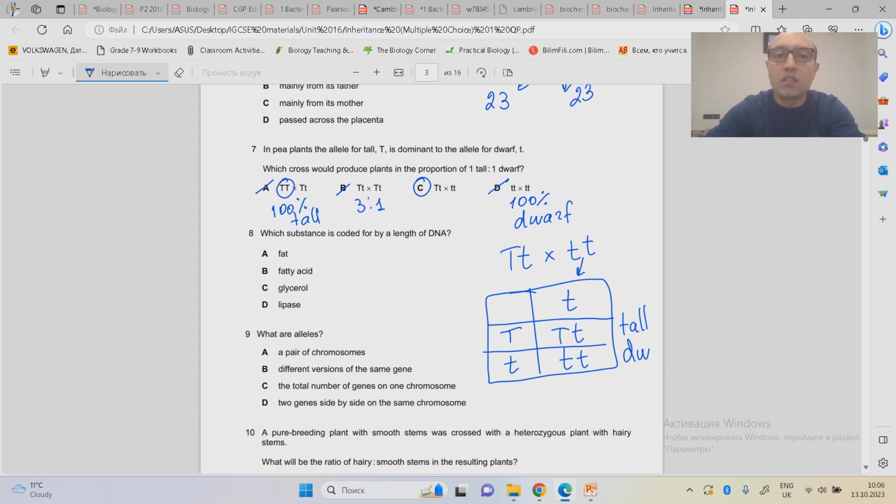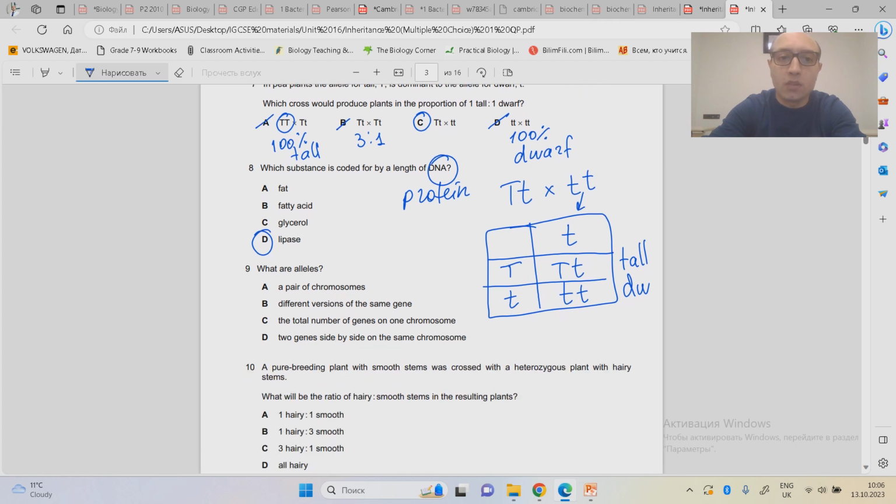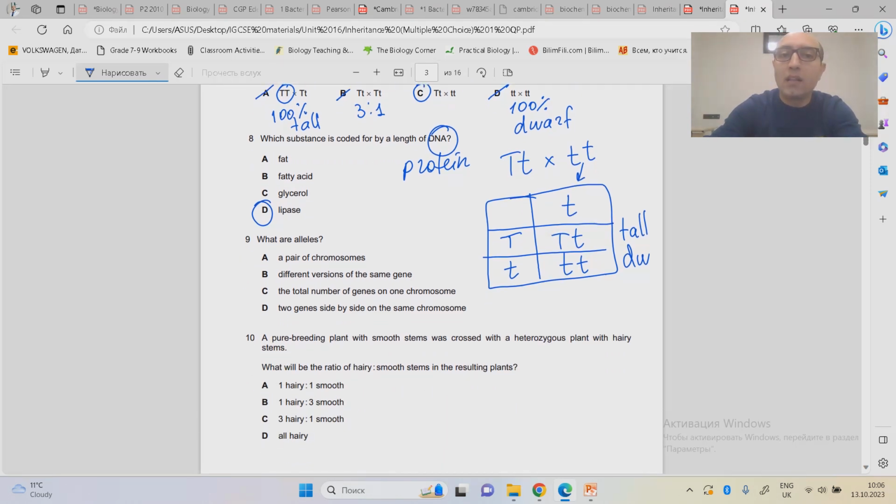Which substance is coded for by the length of DNA? DNA codes for protein. And in this question, we have lipase, because lipase is an enzyme and all enzymes are proteins. What are alleles? Alleles, we said, are alternative versions of the gene. So in this case, it is B, different versions of the same gene.